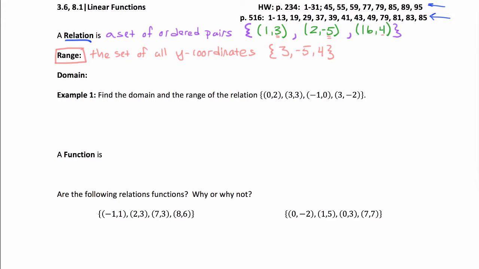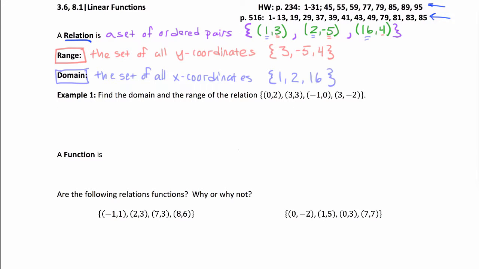The domain, and domain is something we'll be dealing with a little bit more, and especially if you go on with algebra, there's a lot of stuff you'll talk about with domain. So the domain is the set of all the x coordinates. So I've got a 1, a 2, a 16, the set of all of the x coordinates. So I have 1, 2, and 16.